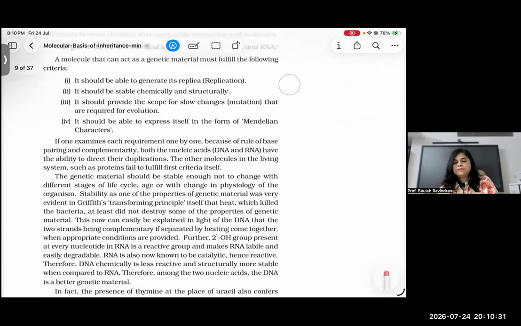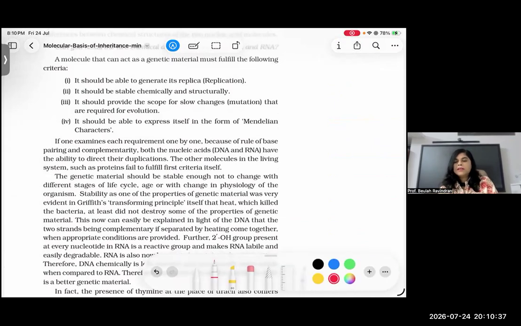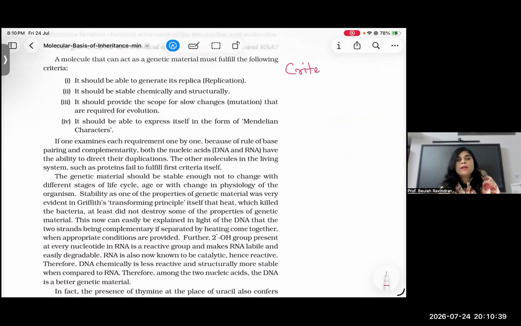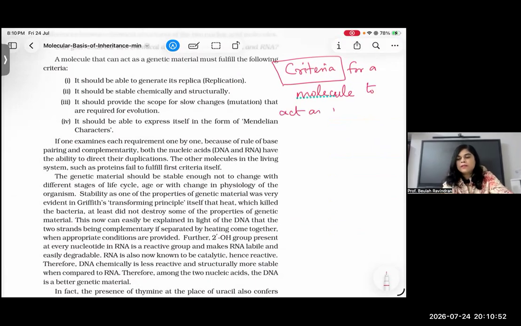Criteria. Can you write now? Criteria for a molecule to act as a genetic material. Is it clear for you? What is the first point? First point is it should be able to replicate. Replication is very important. It should be able to replicate.